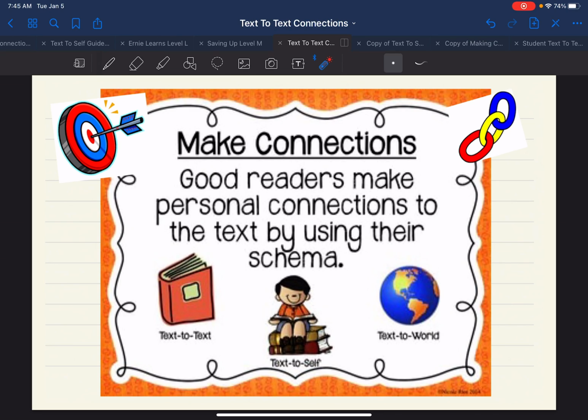Hello readers, your learning target this week is the second part in making connections. Remember, making connections means good readers make personal connections to the text by using their schema. So the first connection we practiced and studied was text-to-self connections. This week we are going to practice making text-to-text connections.